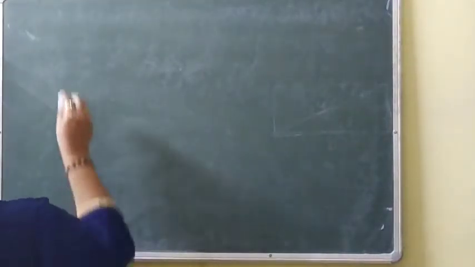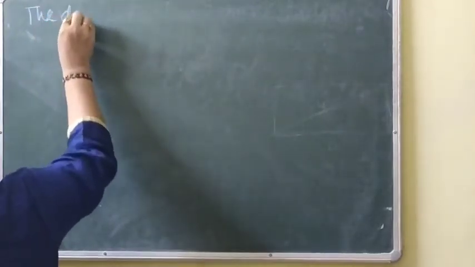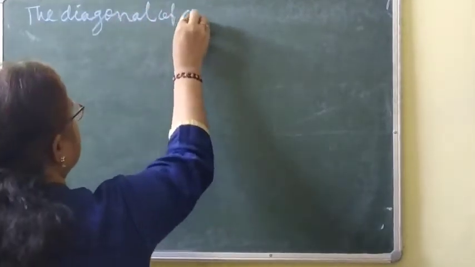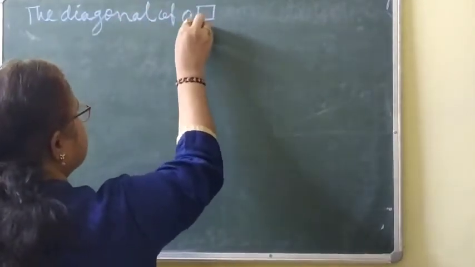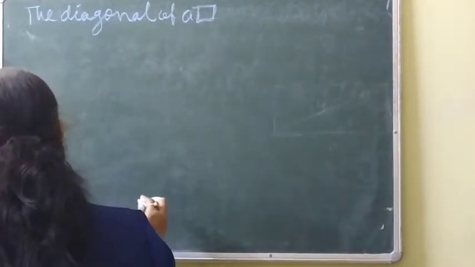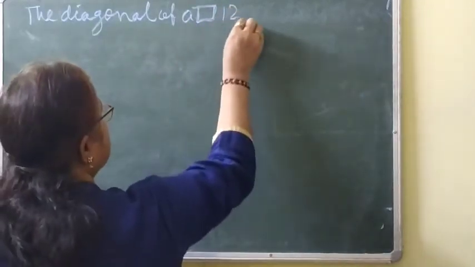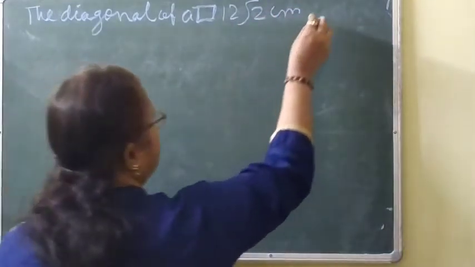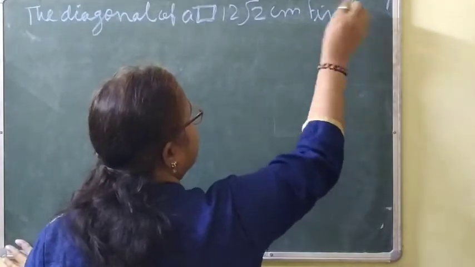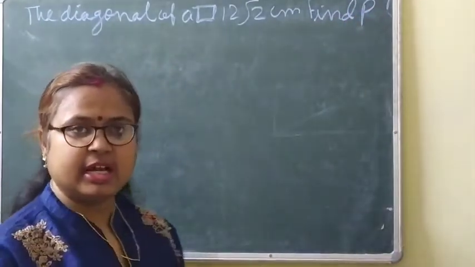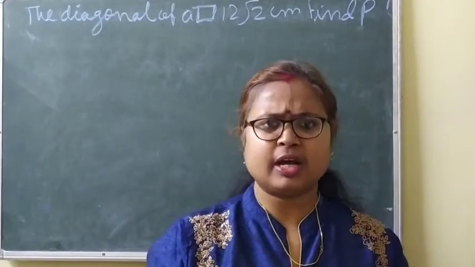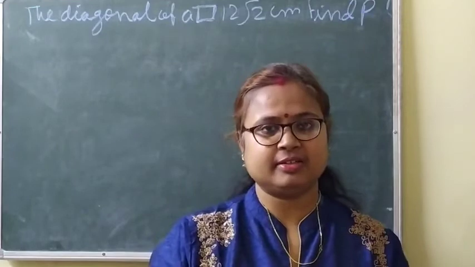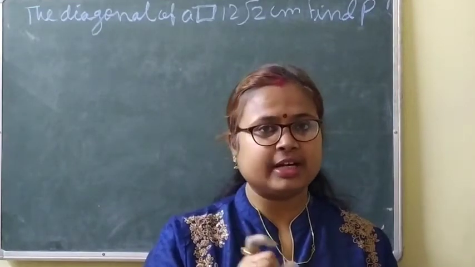The diagonal of a square. This is a picture of what? A square. Clear. So the diagonal of a square is 12 square root 2 centimeter. Find its perimeter. So find perimeter. P means perimeter. I am writing in short form. I know my students are very smart, so you all can easily understand what it means.